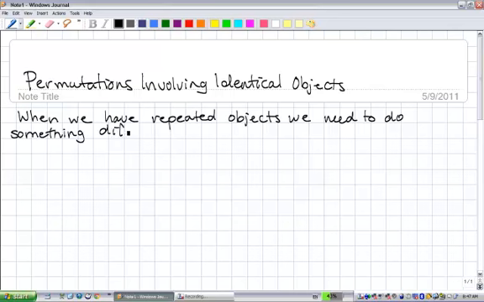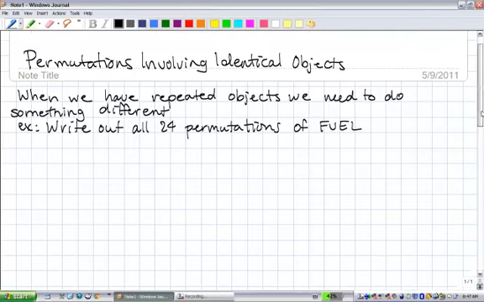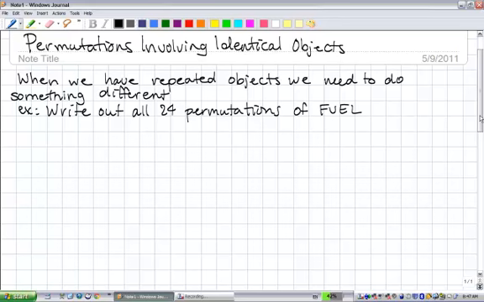So what I want you to do is to take the time and write out all the permutations of the word FUEL. There should be 4 factorial, 24 permutations of that word. I would strongly suggest using capital letters for this and just get into a pattern, write them all out. So now would be a good time to hit pause and write out the 24 permutations of FUEL.